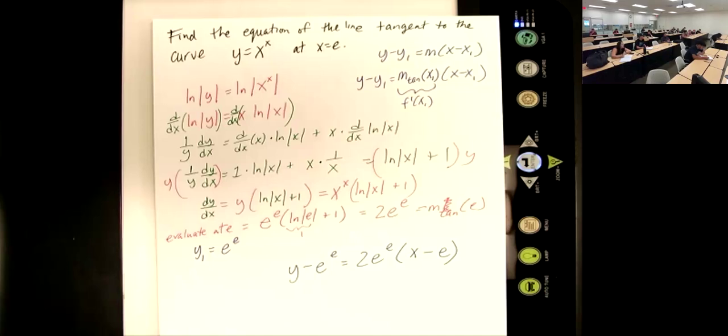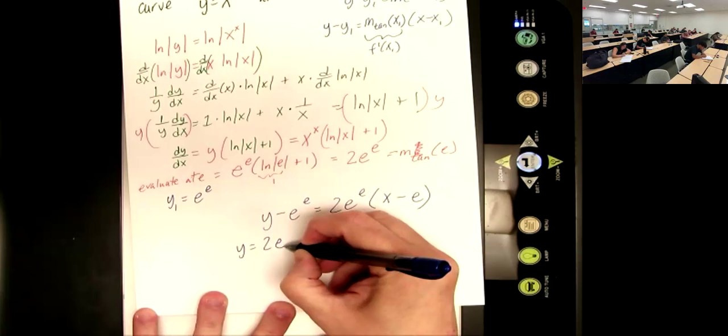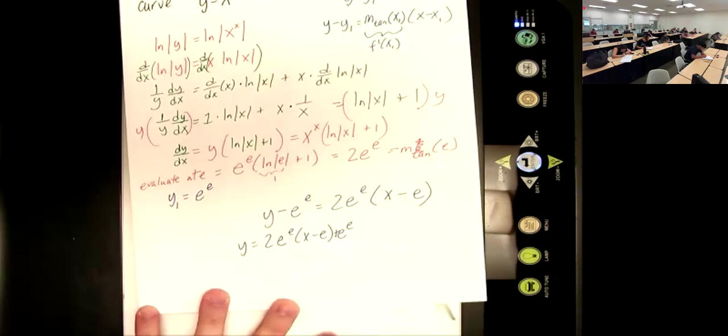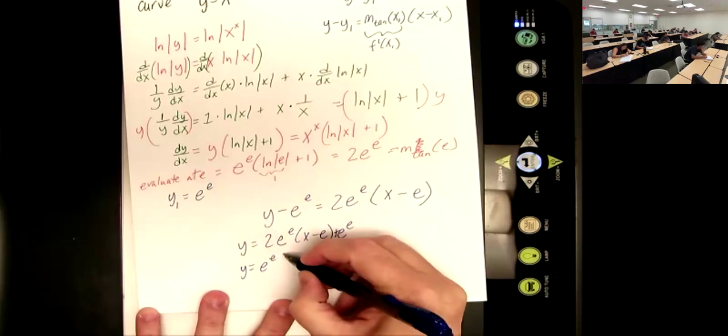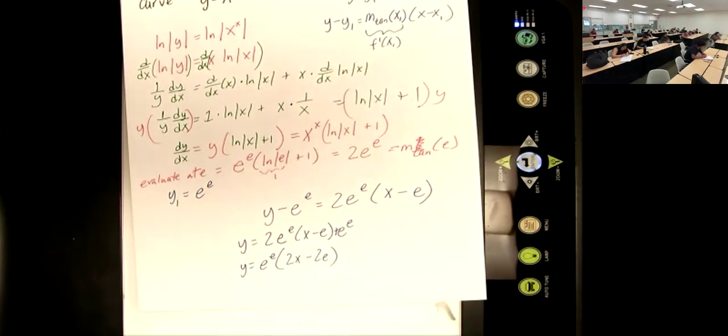Like crazy, right? And if you want, you can clean it up, plus e to the e. I would probably factor out the e to the e and write this as 2x minus 2e, that way there's fewer e's and it doesn't seem so crazy.